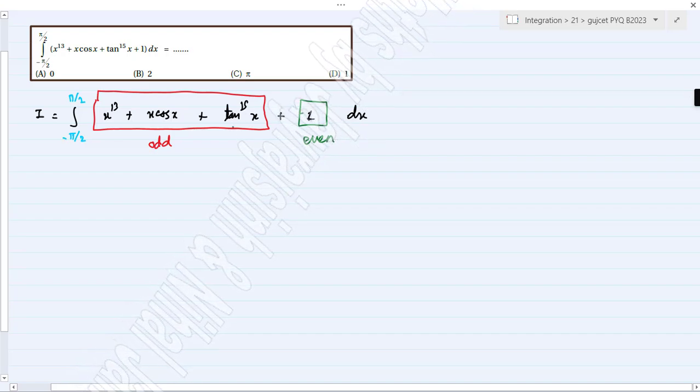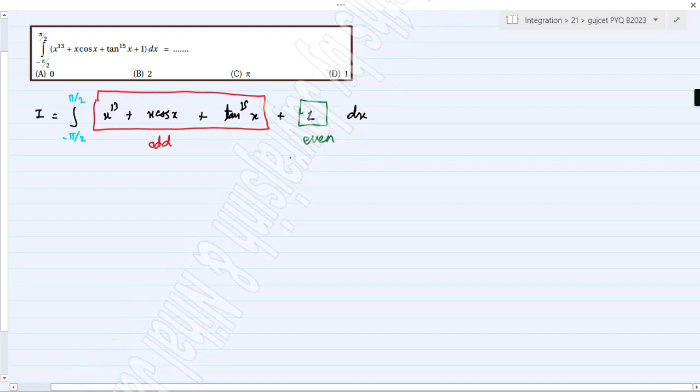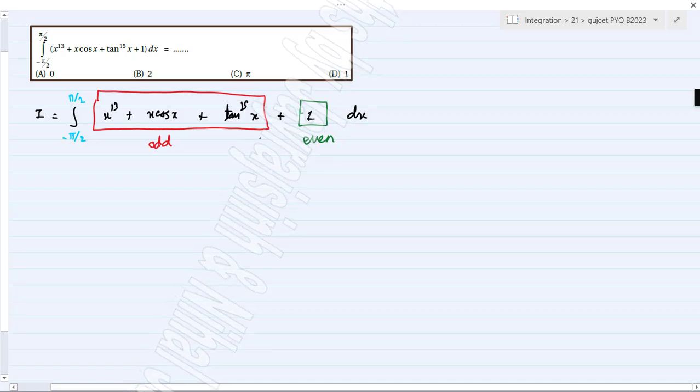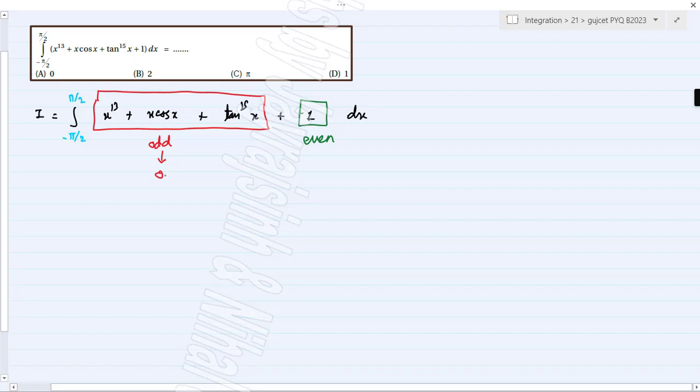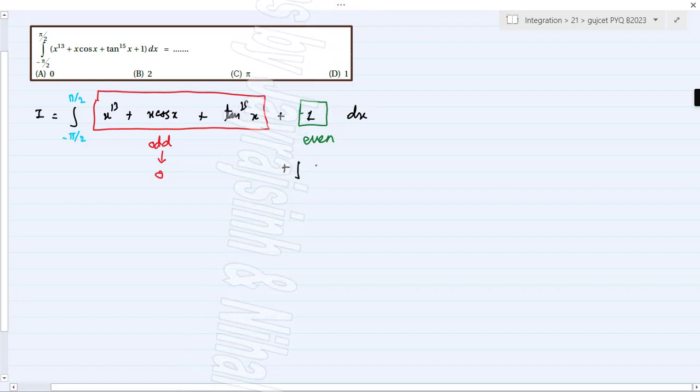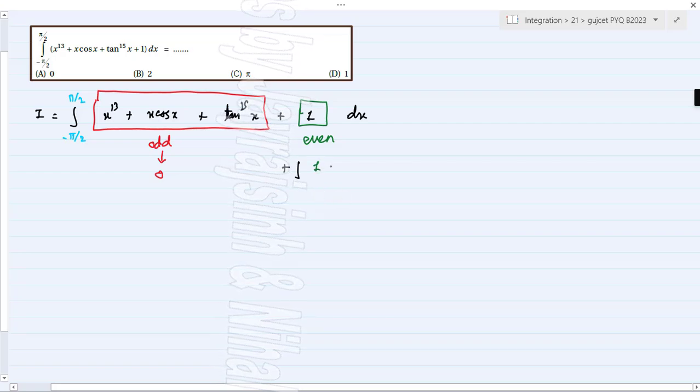Okay, so odd plus even gives us nothing directly, no problem, we will do individual integration. Integration of an odd function for symmetric limits is 0. We just have to focus on the integration of the last term, which is an even function.